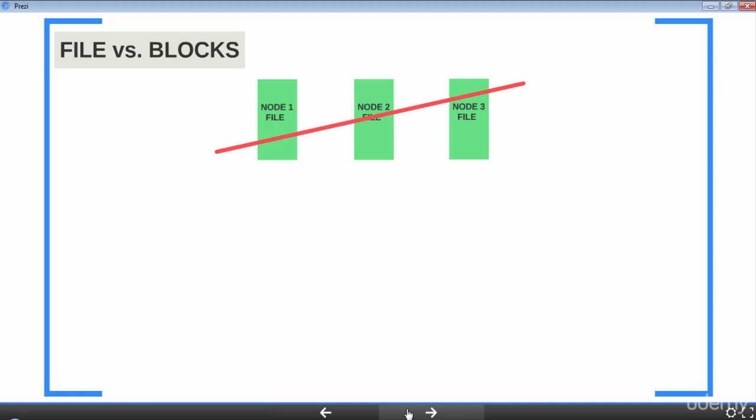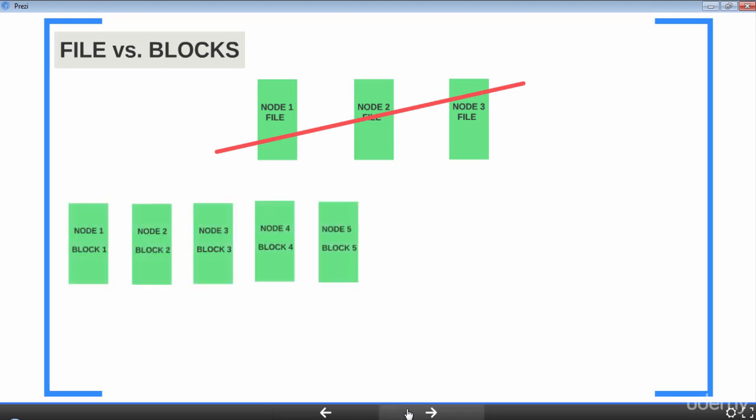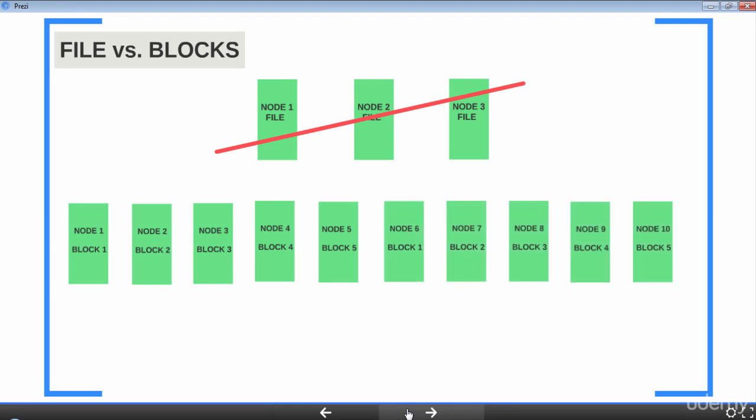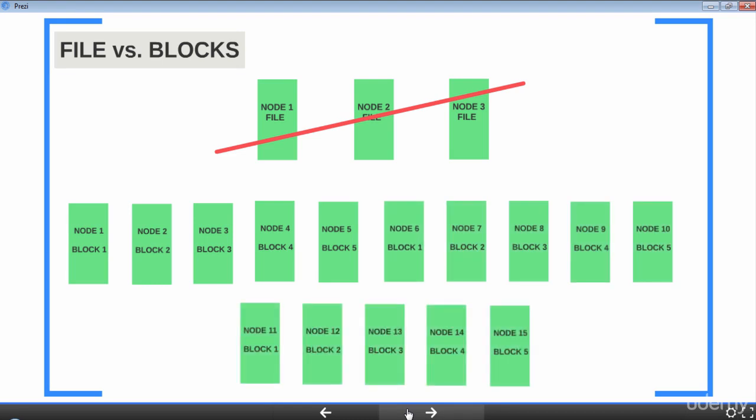Whereas, let's take another scenario where you divide the same file into 5 blocks and store each block on a different node with a replication factor of 3. The blocks could be stored on as many as 15 nodes across the cluster. So to physically lose the file, all 15 nodes would have to crash, which is less likely as compared to 3 nodes going down at once.